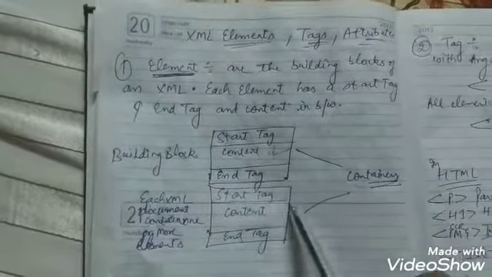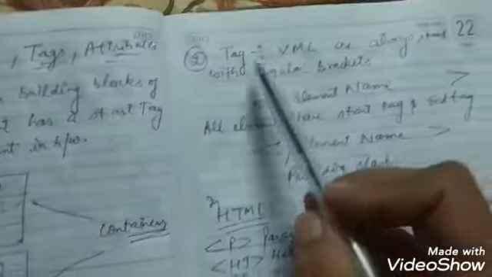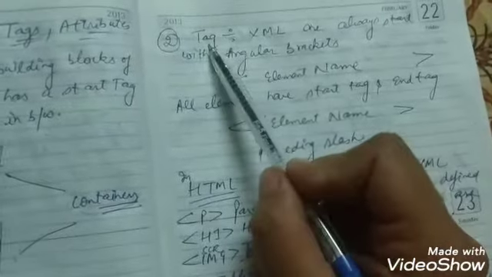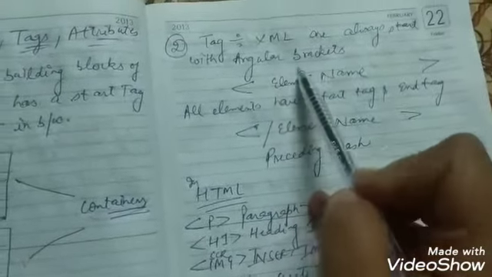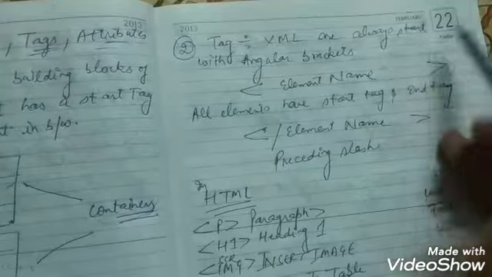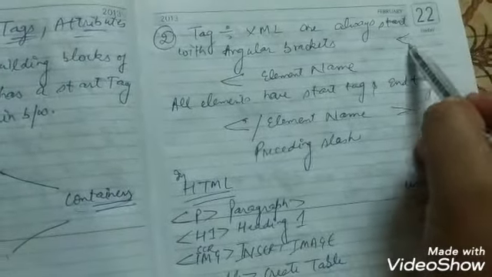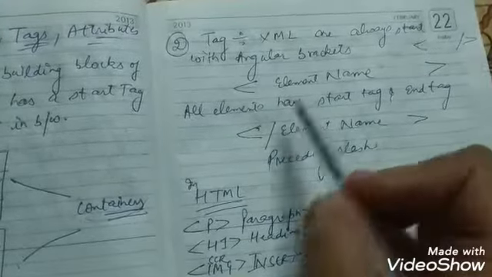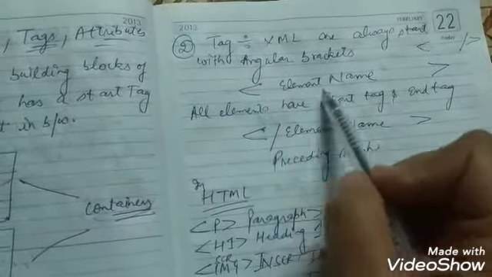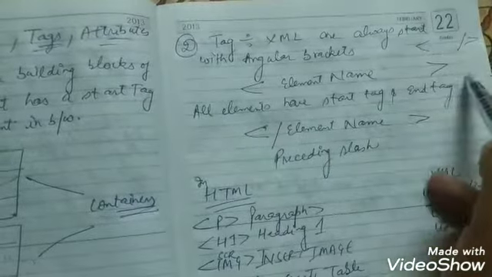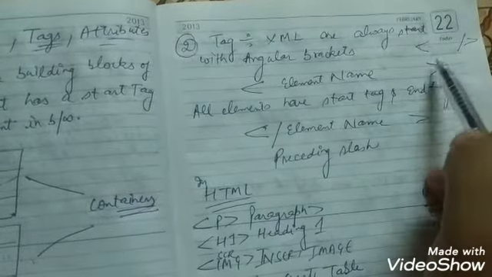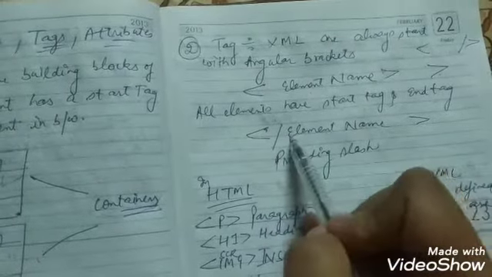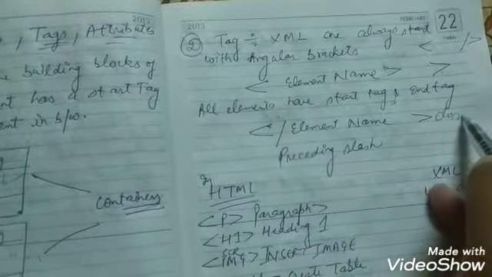These are called elements. The second one is the tag, which we already discussed many times in the classroom. What is a tag? XML tags always start with angular brackets. Tags start with an angular bracket and close with a preceding slash, beginning with the element name. All the elements have a start tag and an end tag, and these are the closing tags with the preceding slash.